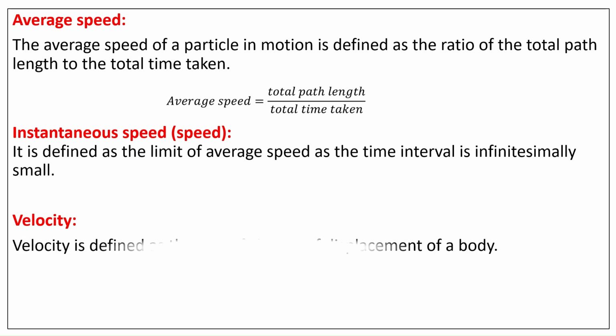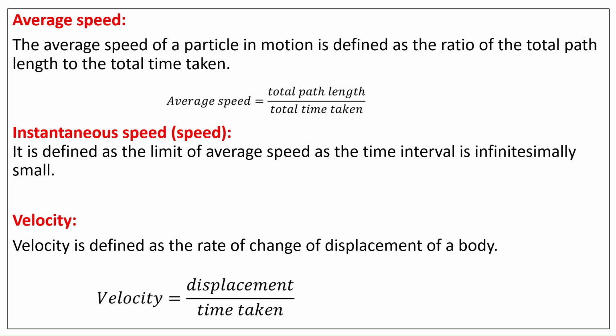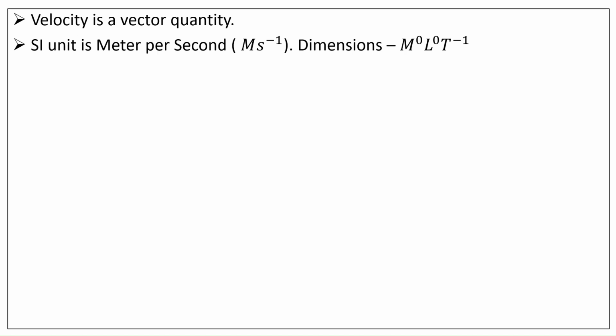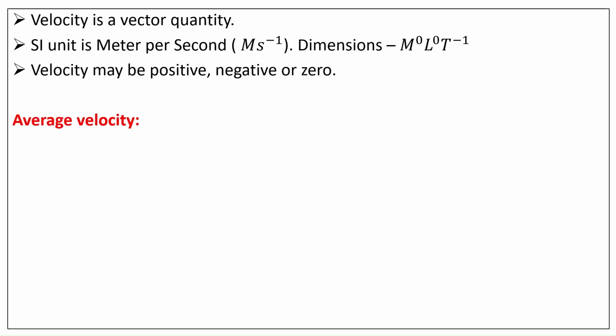Next, velocity. Velocity is defined as the rate of change of displacement of a body. Formula: velocity is equal to displacement by time. That is, v is equal to x2 minus x1 by t. Velocity is a vector quantity. SI unit is meter per second. Dimensions are M0, L0, T to the power minus 1. Velocity may be positive, negative or zero.